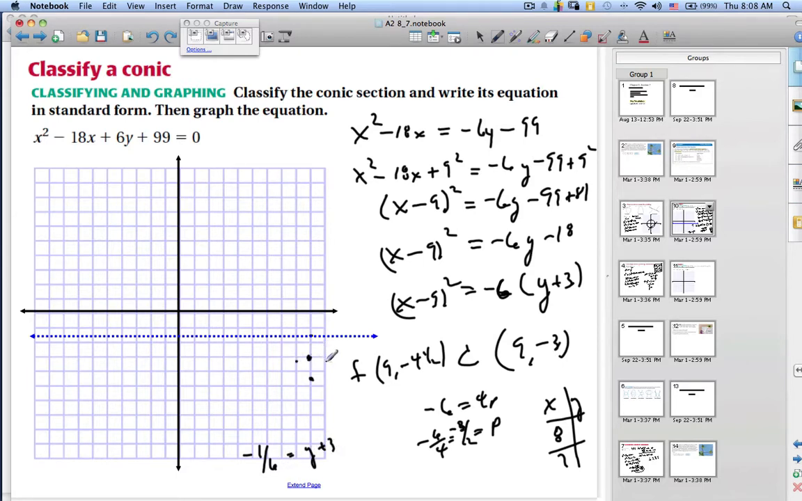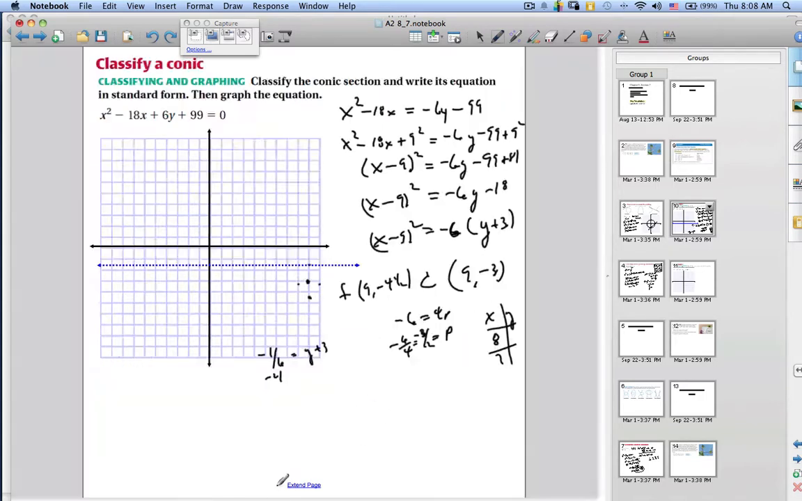So right about there, symmetry puts one on the other side. And when I use 7, 7 minus 9 is negative 2. Negative 2 squared is 4. And 4 divided by negative 6 would be negative 2/3, which is equal to y plus 3. So y would be negative 3 and 2/3. So right about there, I have a point here, and there's my parabola.